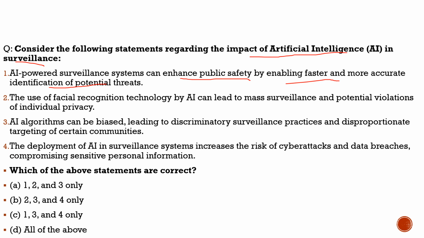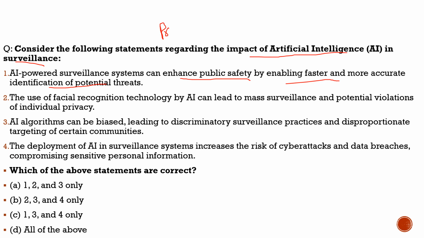So, what are the concerns? The major concern is privacy. Privacy in present times is the major concern associated with anything. Everybody wants their privacy to be respected. So this is one of the major issues with AI surveillance.